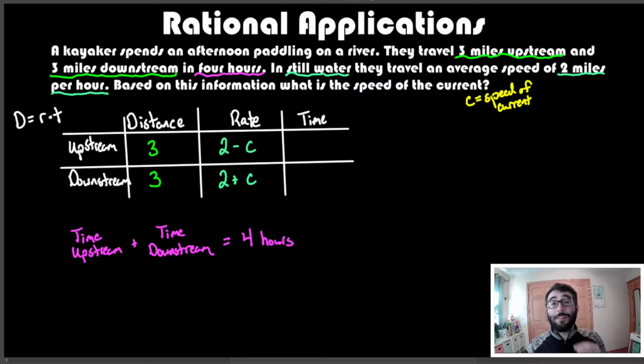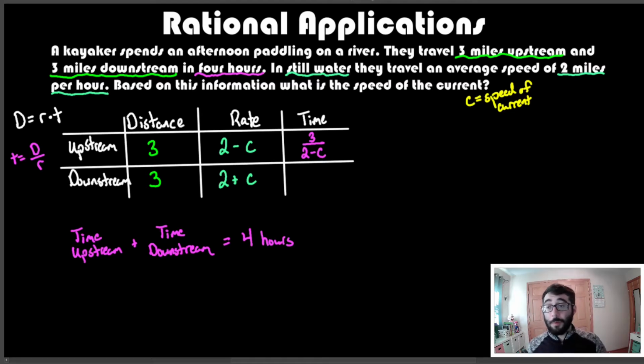So we know that time upstream plus time downstream is going to be equal to 4. The only thing is we don't actually know what the time of each portion is. However, we can manipulate our distance equation to get time is equal to distance over rate. If we solve this equation for time, we can figure that out. And from there, I can make a rational expression for time.